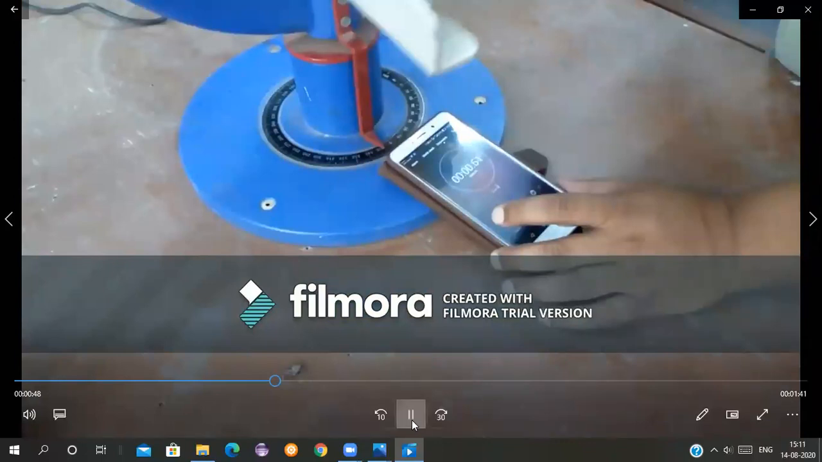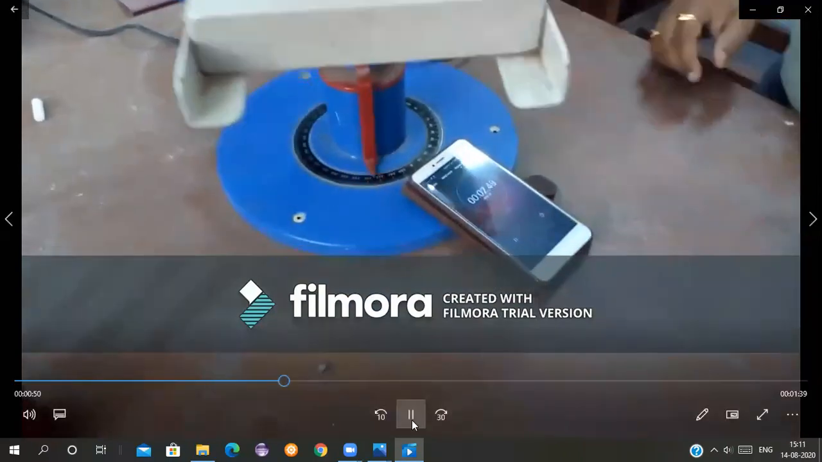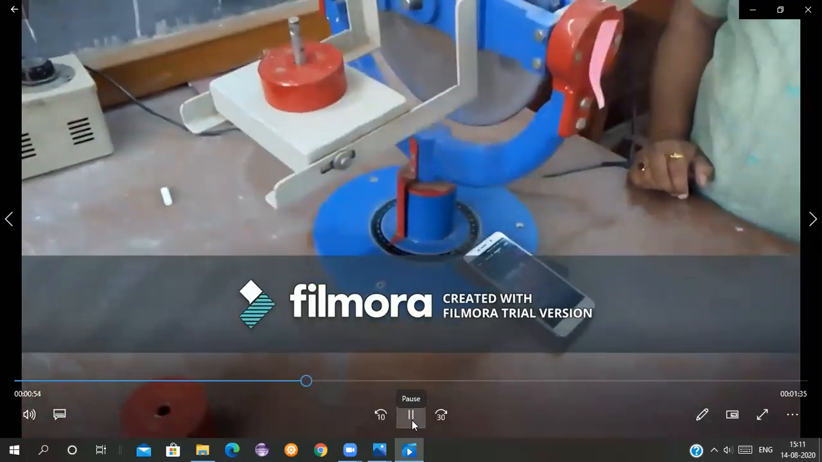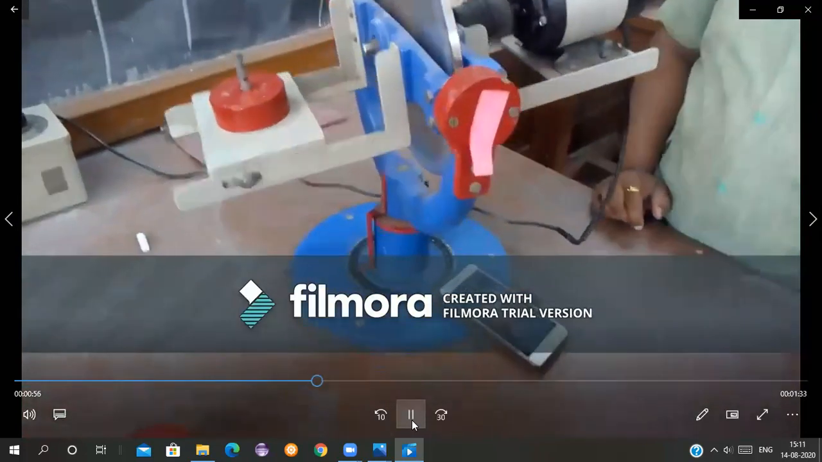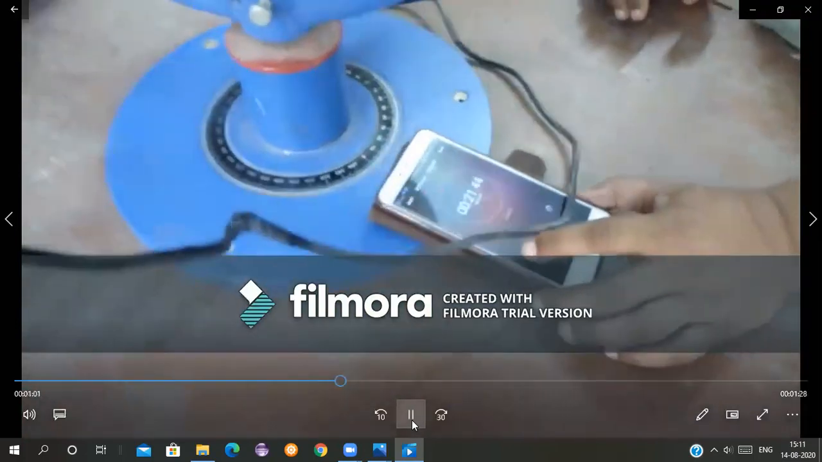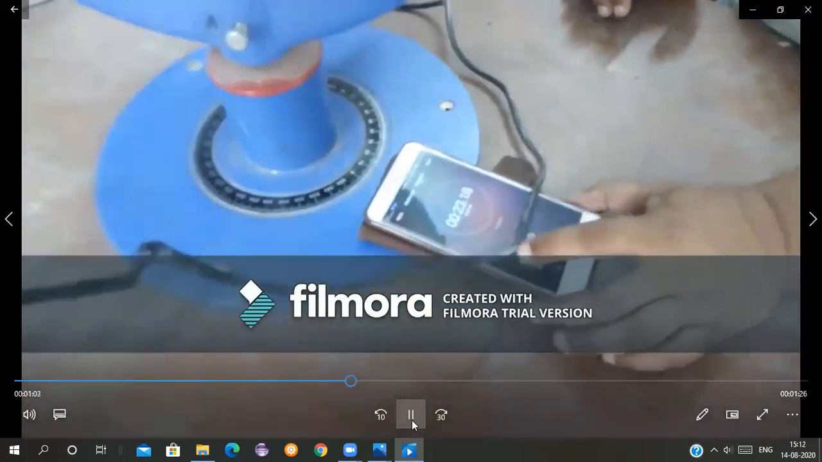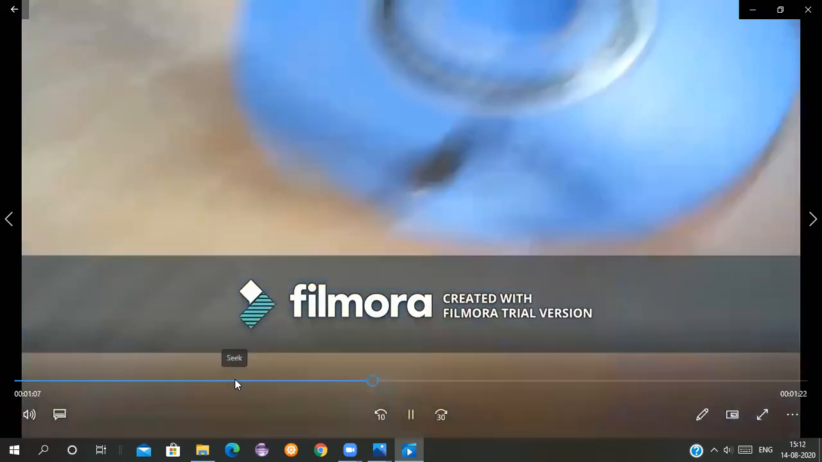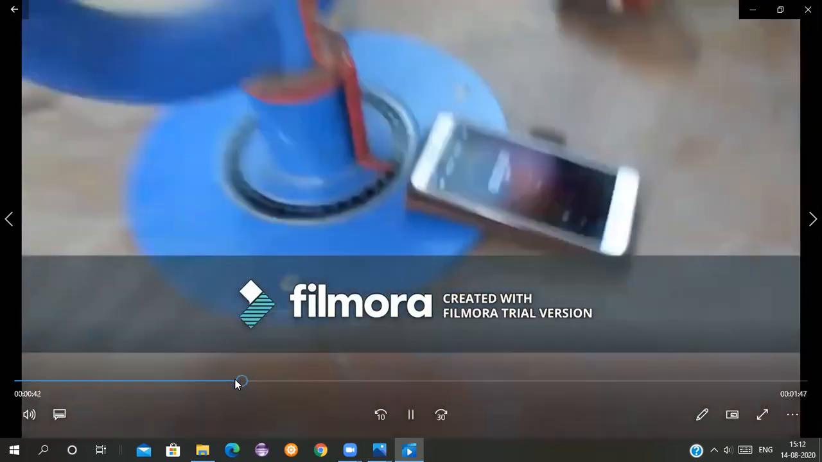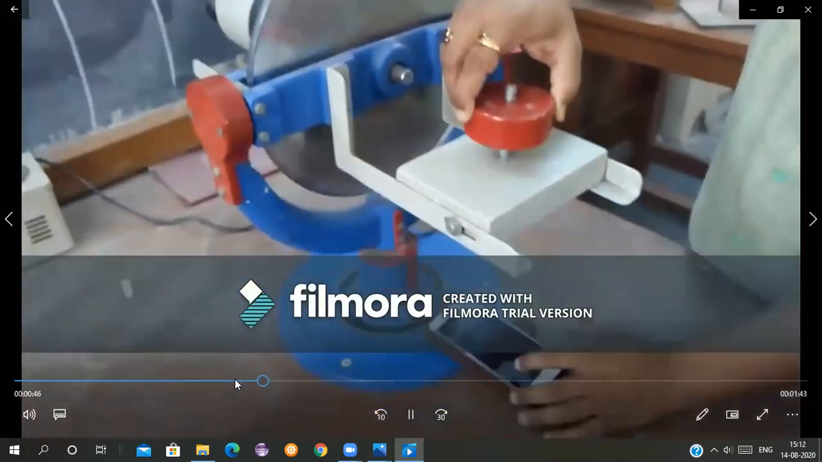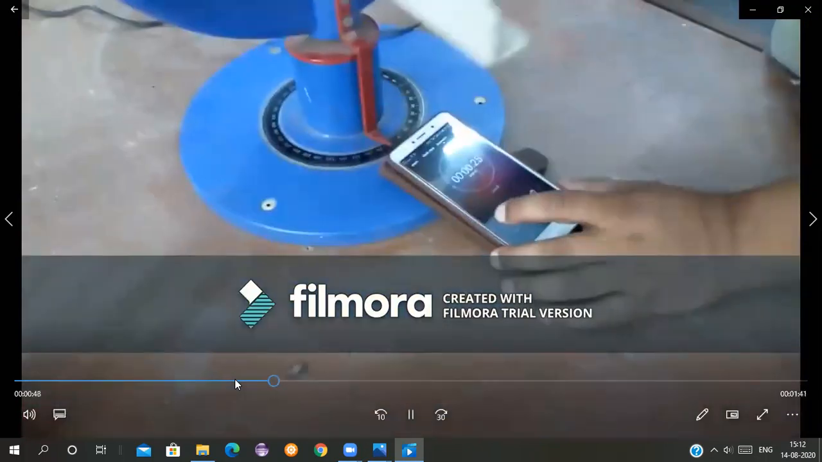Okay, so see here now. This is not magic or something. Only because the weight is added, the rotor starts rotating. See, all of you see it once again. There is a weight added, the rotor is rotating, and as soon as the weight is added, it rotates on its own.